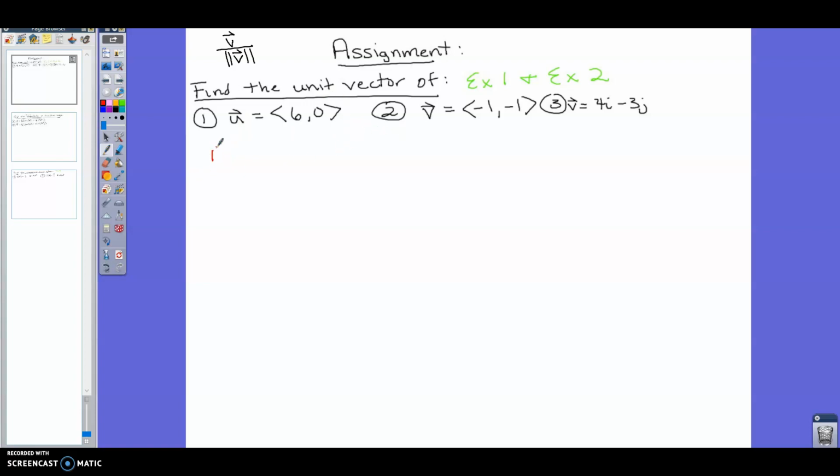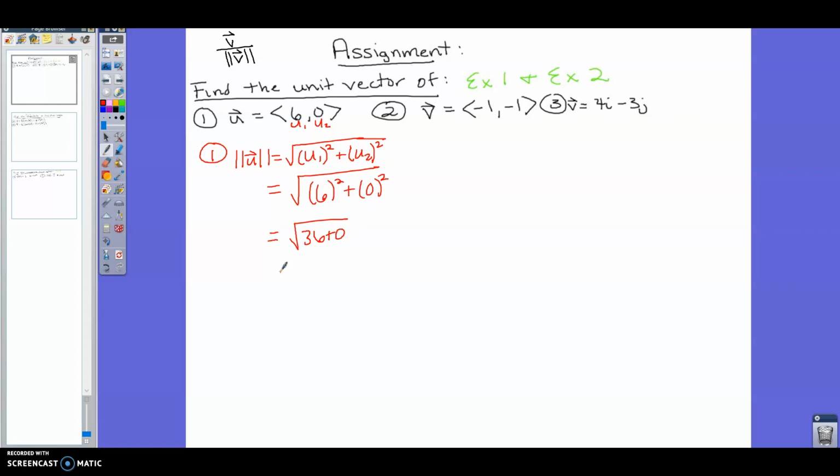So for number one, this is going to be u1 and this is going to be u2. So when we find the magnitude, we're going to take u1 squared plus u2 squared. So we're going to plug those values in. We're going to have the square root of 6 squared plus 0 squared. So 6 squared is 36 plus 0. So we get the square root of 36, which simplifies to 6.